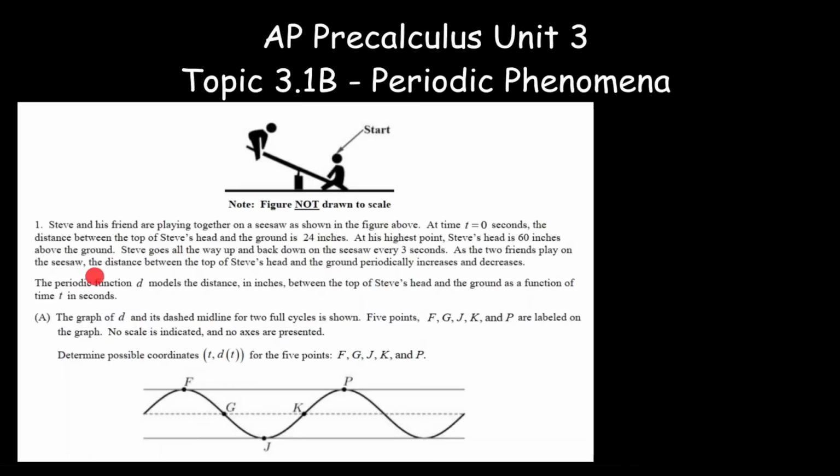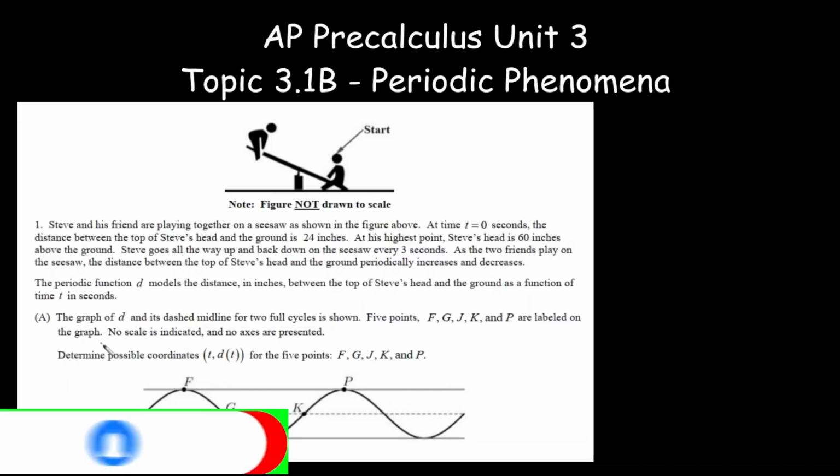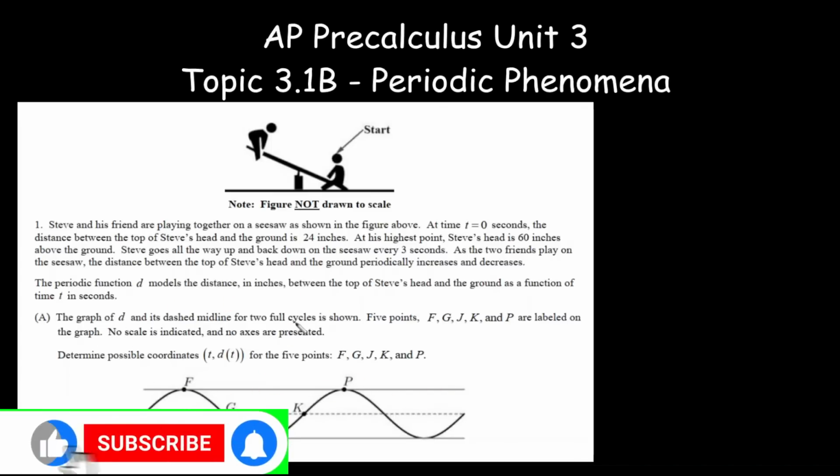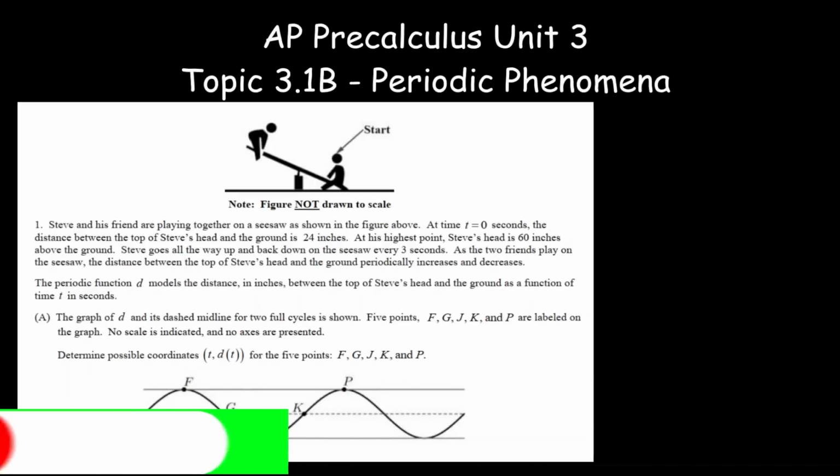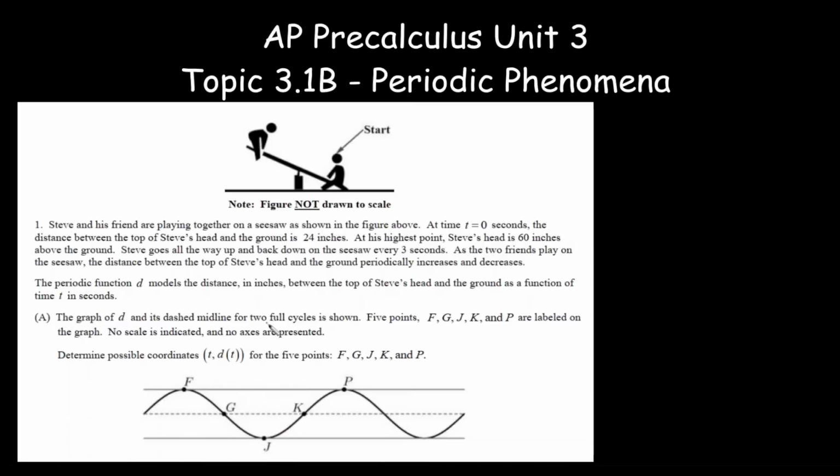As the two friends play on the seesaw, the distance between the top of Steve's head and the ground periodically increases and decreases. And this periodic model D is modeled over here as a function of time. So they are saying that two full cycles are drawn here, and these are the 5 points, and we have to determine the possible coordinates of all these points.